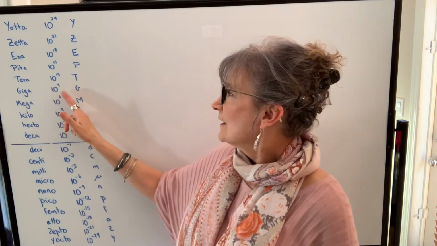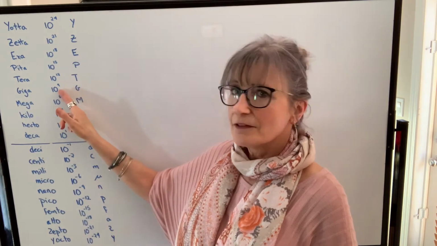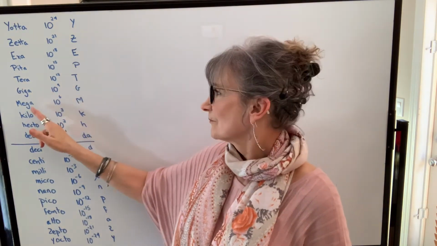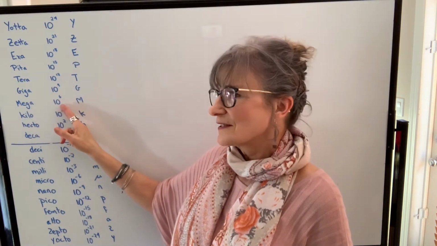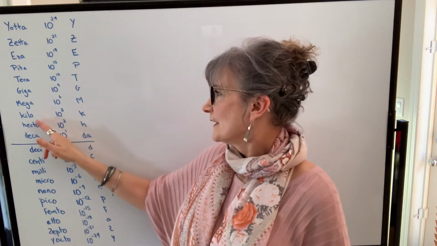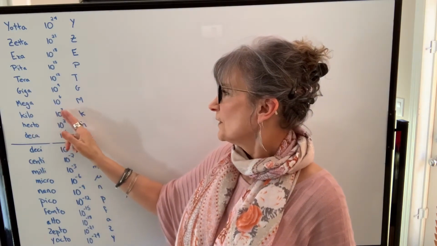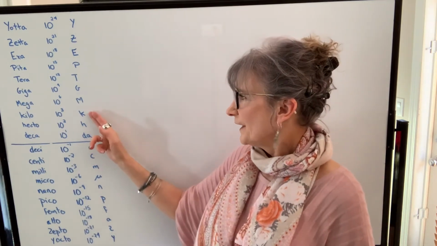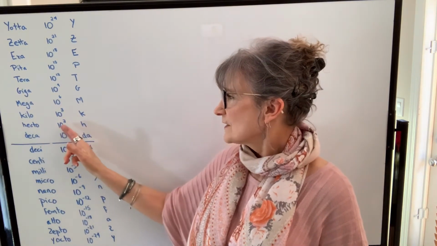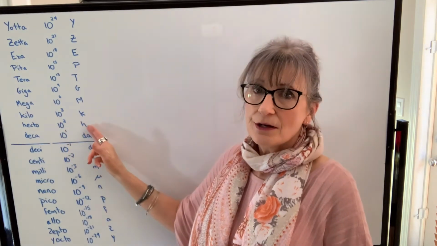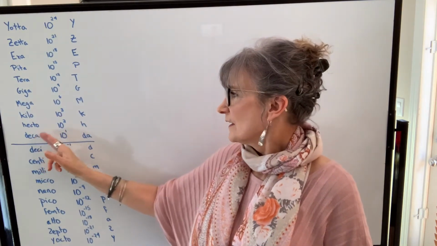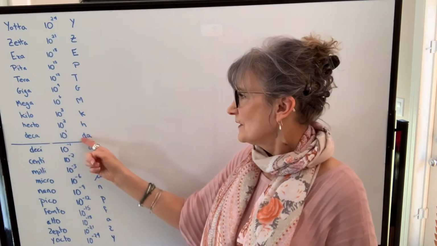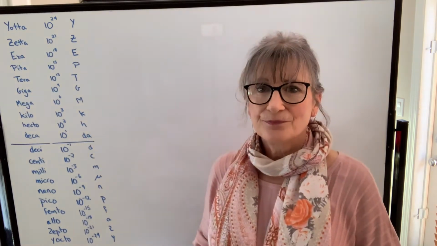Giga has a capital G as a symbol and a value of 10 to the power of 9. Mega, 10 to the 6th, capital M. Kilo, 10 to the power of 3. From now on, my letters are small letters, so it's a small k. Hecto is 10 to the power of 2, small h. Deca, 10 to the power of 1. Its symbol is small d, small a.